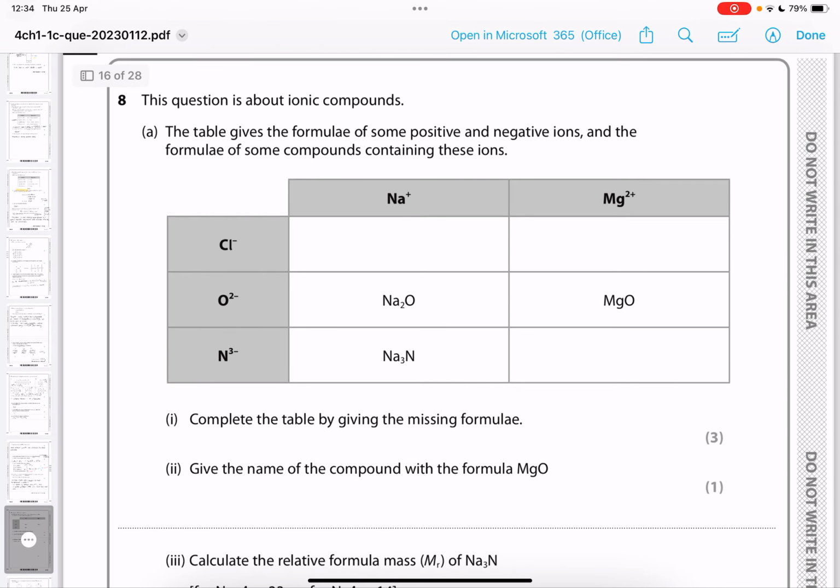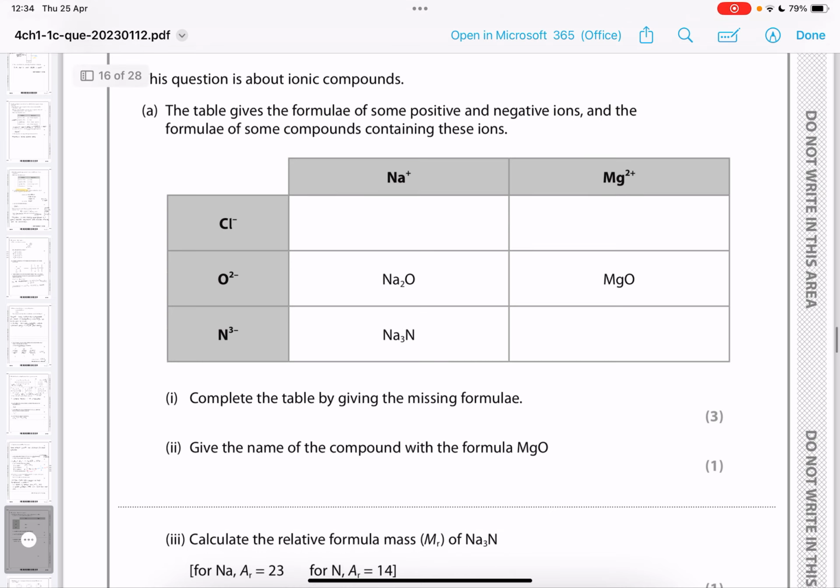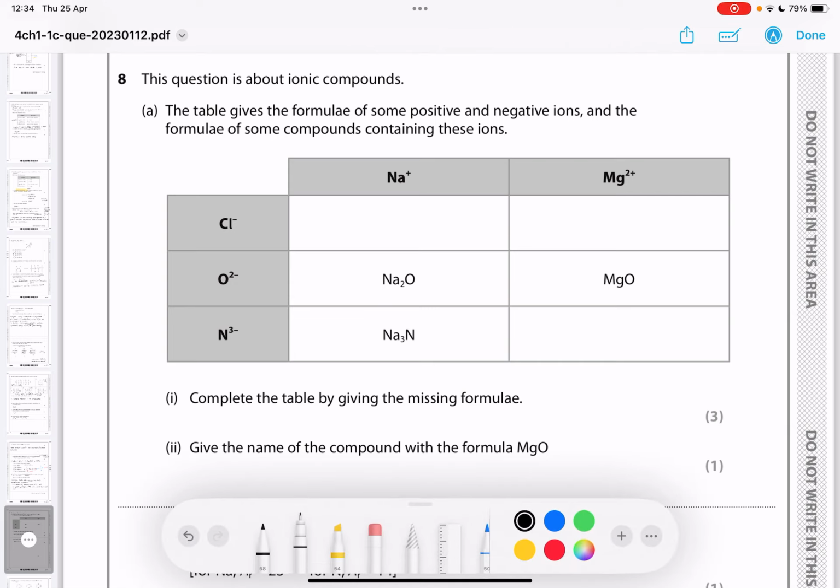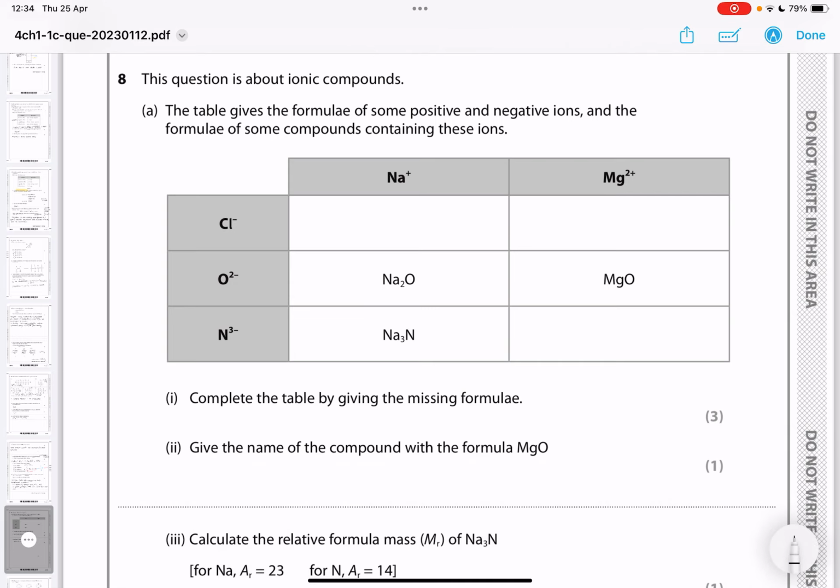Okay, next question. This question is about ionic compounds. The table gives the formulae of some positive and negative ions and the formulae of some compounds containing these ions. Complete the table. Okay, so this should be easy. You've got Na plus and Cl minus. You just swap the charges and you form NaCl.